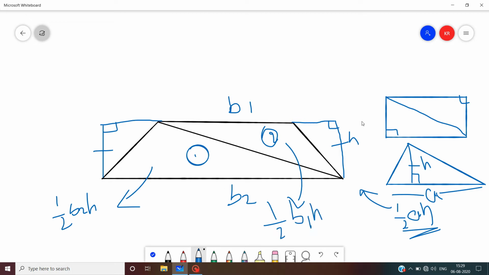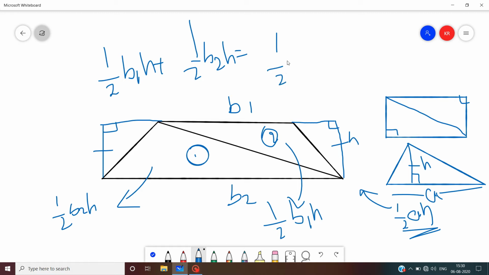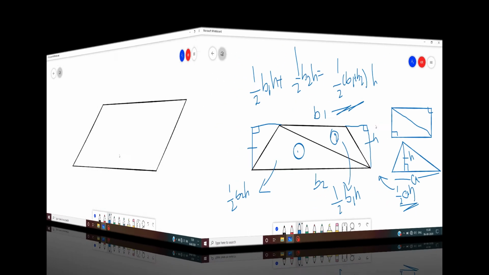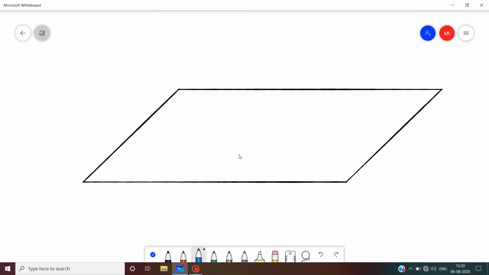So the summation of these two areas will give the trapezium area. That will be half base into height plus half base into height. So simplifying, half into b1 plus b2 into h. This is the area of trapezium. So now coming to parallelogram.